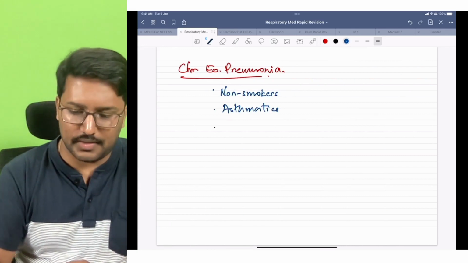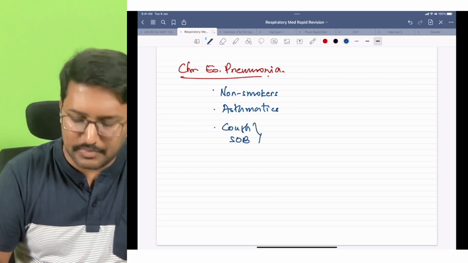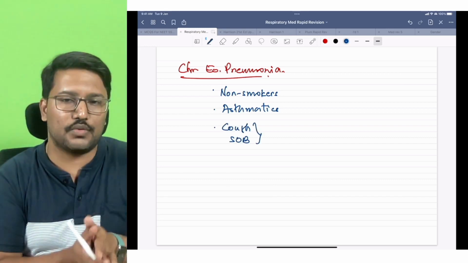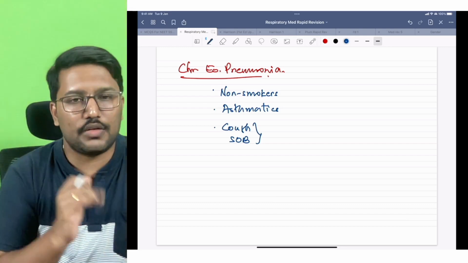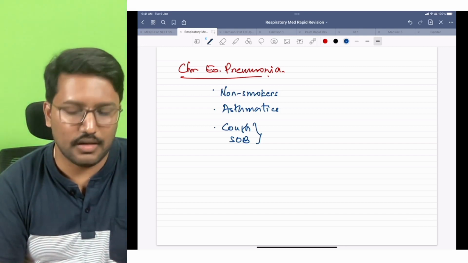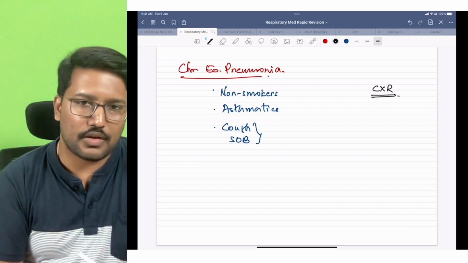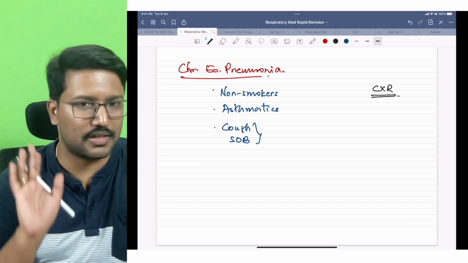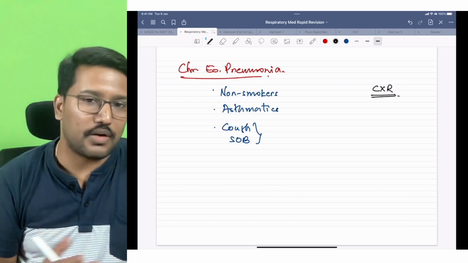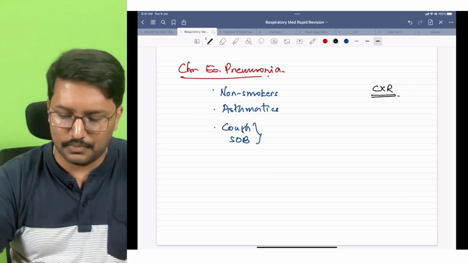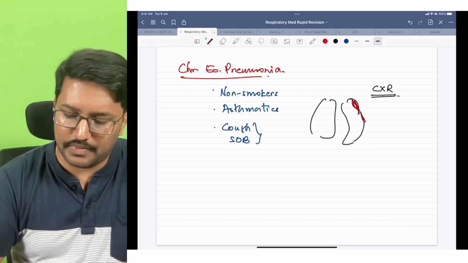These patients present with cough and shortness of breath. Sometimes the case is initially diagnosed as difficult-to-treat or refractory asthma, but when you do imaging, that is where you start thinking that this could be chronic eosinophilic pneumonia. So we should know what imaging finding we are looking for. In acute eosinophilic pneumonia, it is an ARDS-like chest X-ray. In chronic eosinophilic pneumonia, you will see eosinophilic inflammatory consolidations which are peripherally distributed. So if this is your X-ray and these are your lung fields, you will have consolidations which are peripherally distributed.